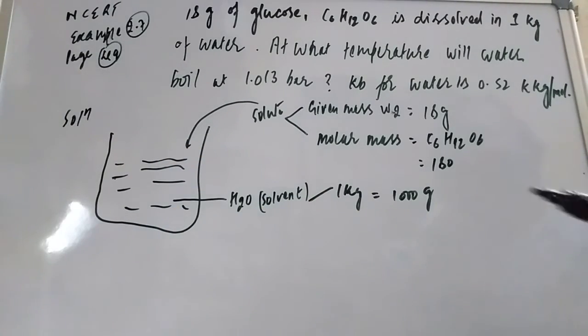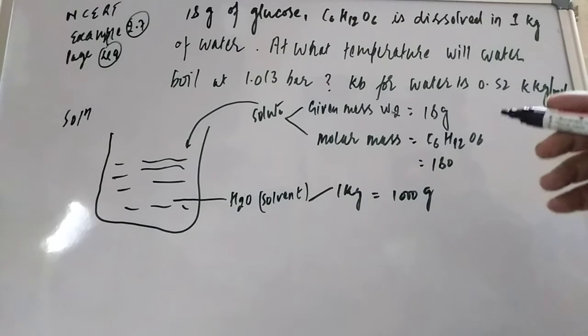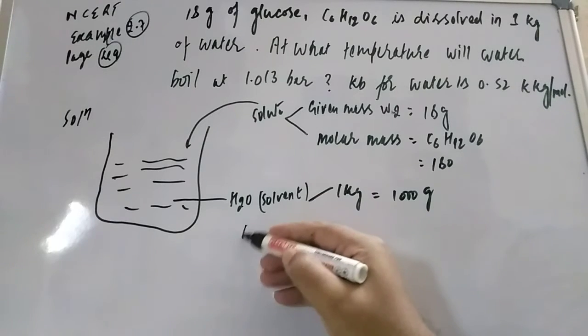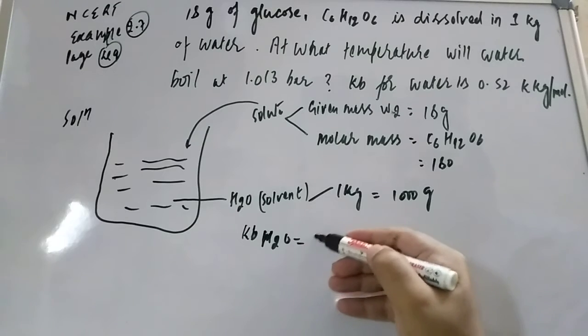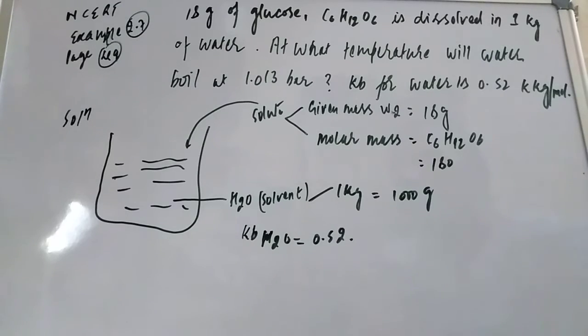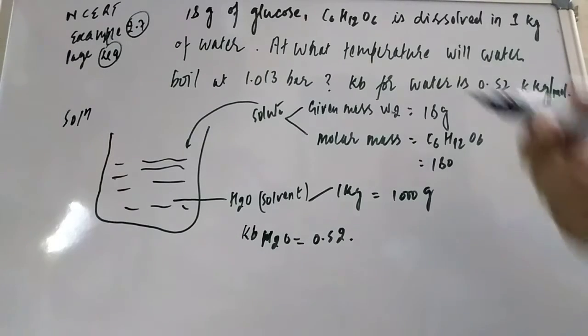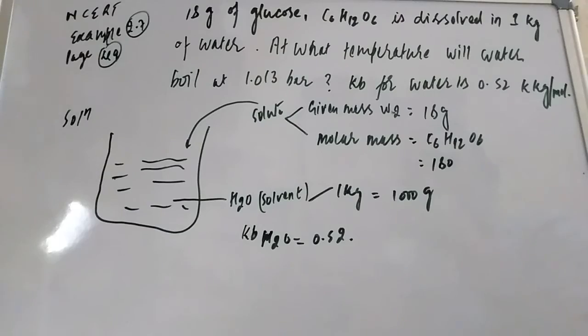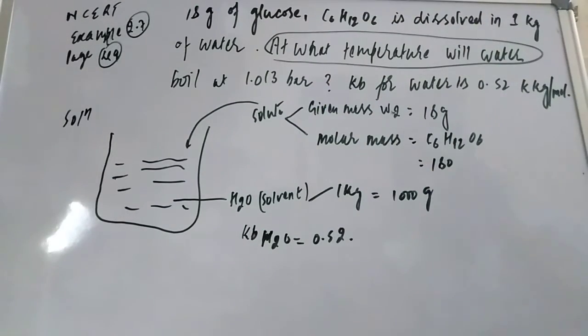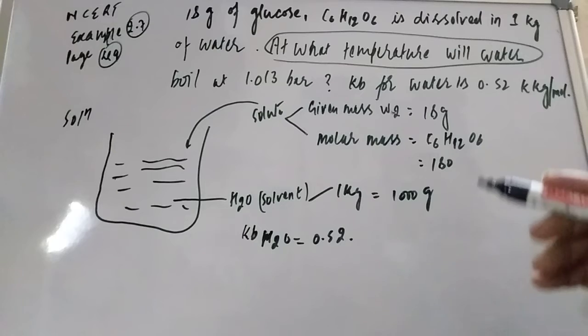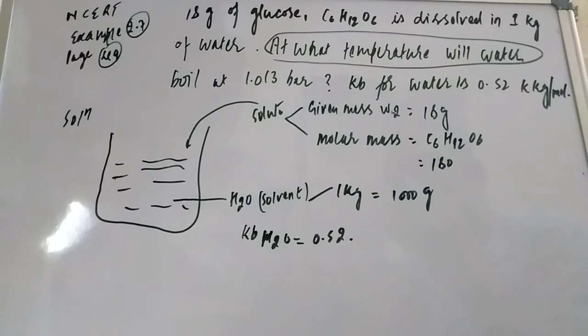Kb for water, Kb H2O, is 0.52, which is already given. Now they are asking at what temperature will water boil. So how can we do this question, student?